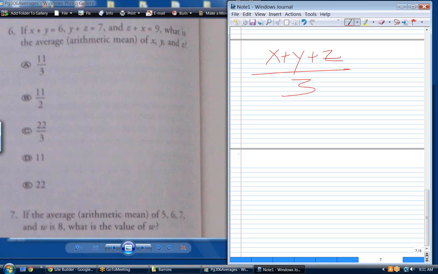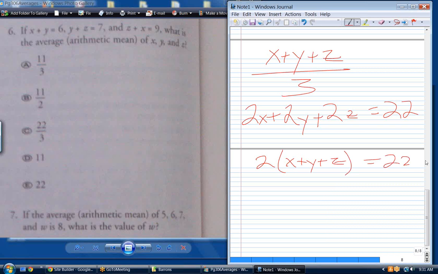So what do we get? We end up with 2x plus 2y plus 2z equals 22. Notice the same coefficients. Now what? Well, we can factor out the 2. And then divide by 2. Guess we didn't need to factor that out. I guess we didn't need to factor out the 2.